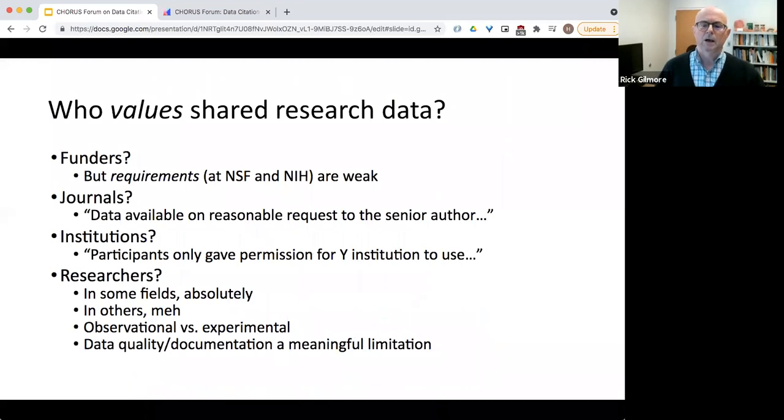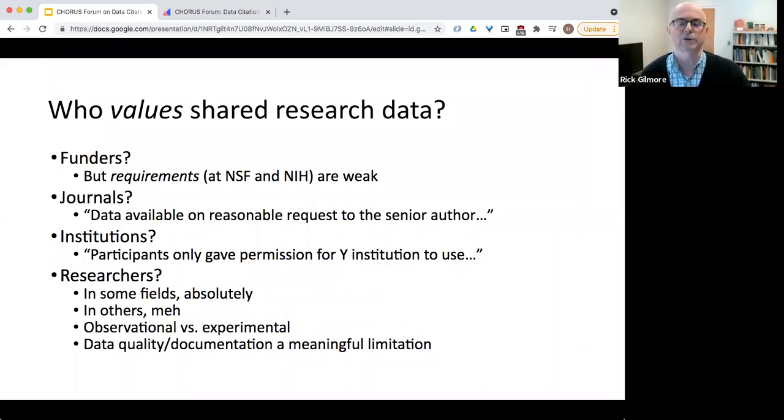But I think when we take a closer look at who values shared research data, the picture is more mixed. So funders value shared research data, but requirements to do so are relatively weak. Even the most recent NIH data sharing policy only requires a plan. Now, many journals have implemented policies requiring data sharing. But just last week, I was reading a paper by a senior author in a highly cited journal supported by a funder with open access and data sharing requirements that said, and I quote, data sharing are available on reasonable request to the senior author.